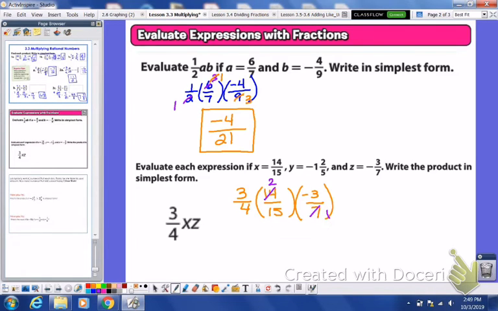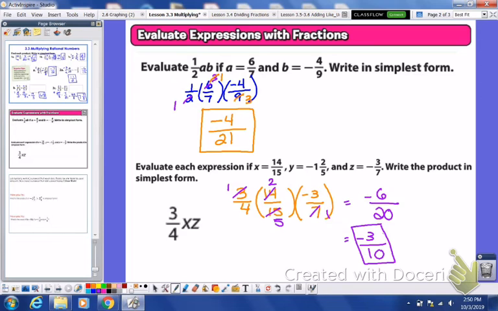I see I have a 3 and a 15, so 3 divided by 3 is 1. 15 divided by 3 is 5. I'm going to go ahead and multiply across at this point. So 1 times 2 times -3 gives us -6 over 4 times 5 times 1 is 20. Now we double check. 6 and 20, they're both even, so we know they're divisible by 2. So -6 divided by 2 is -3, and 20 divided by 2 is 10. -3 over 10 does not reduce, so there's our final answer.